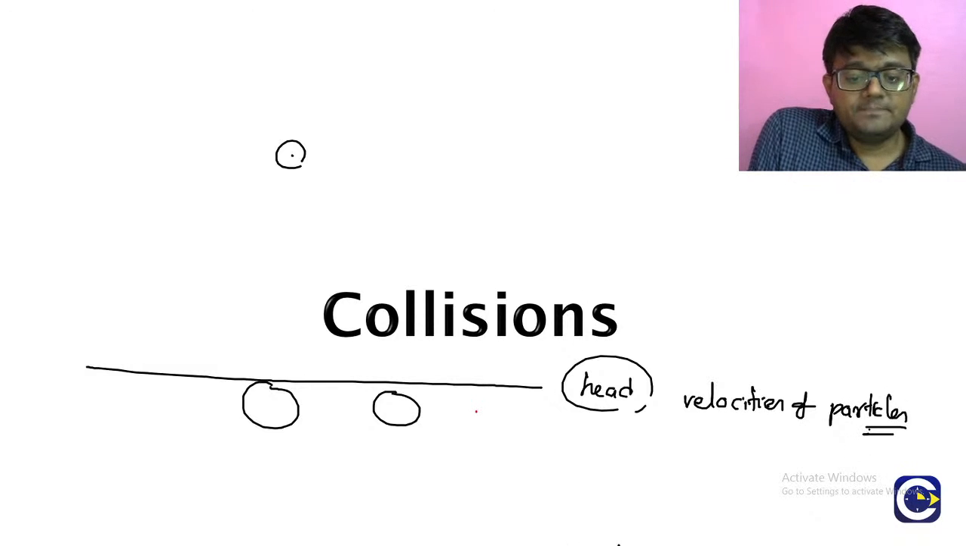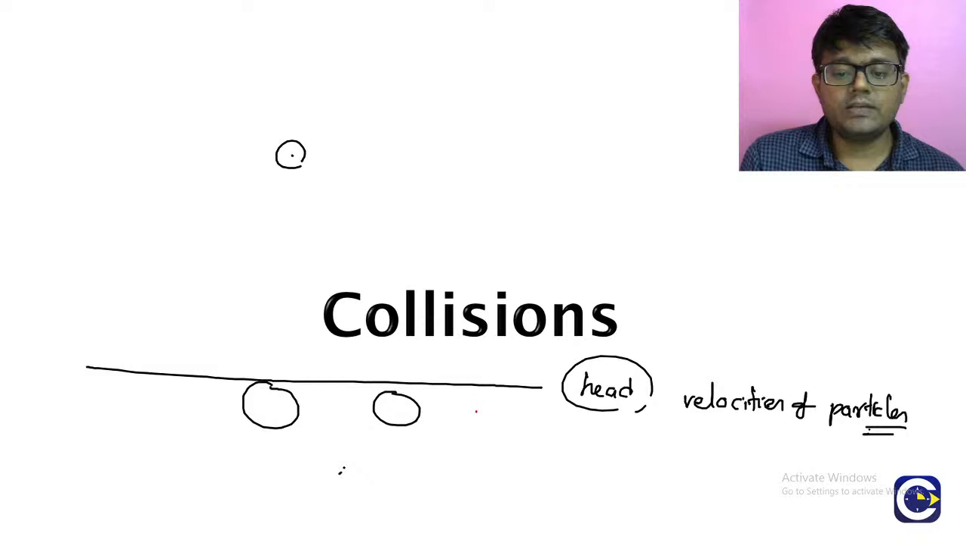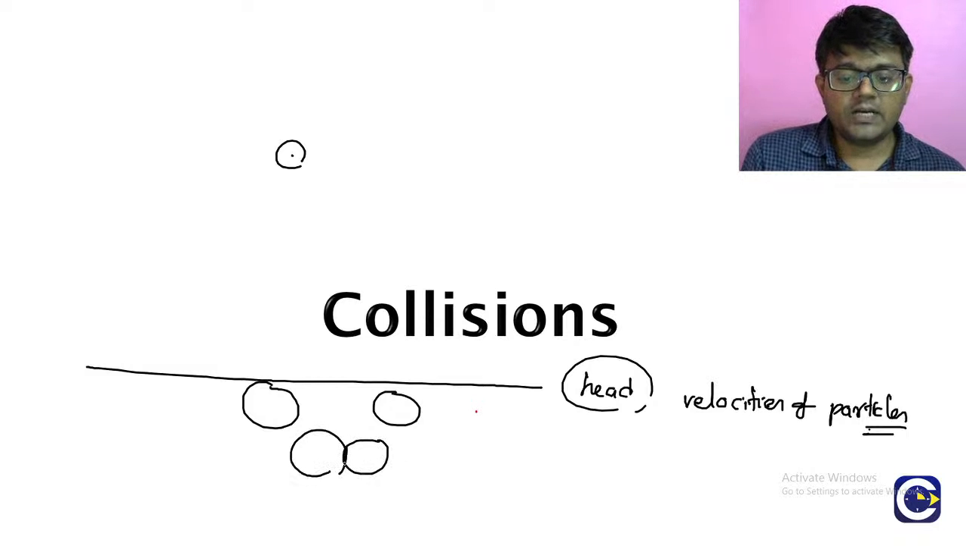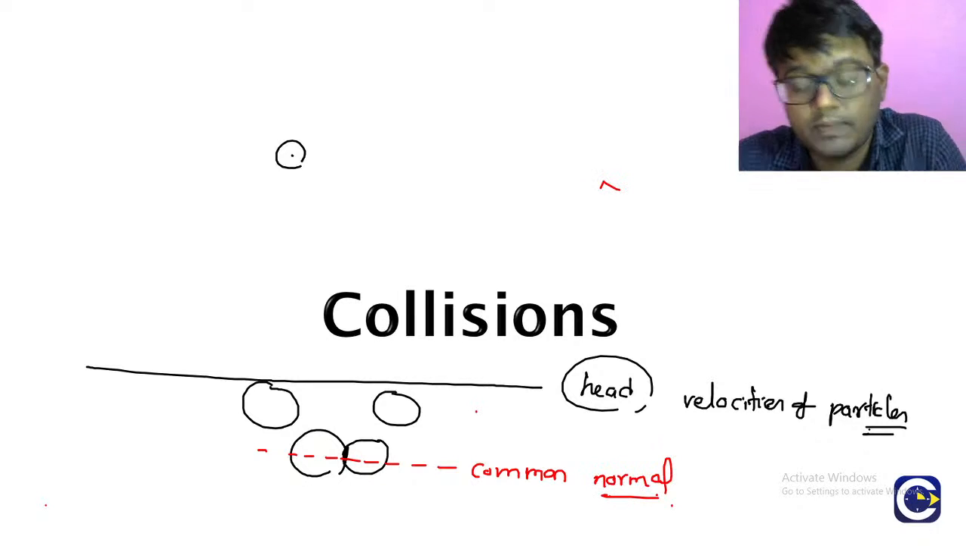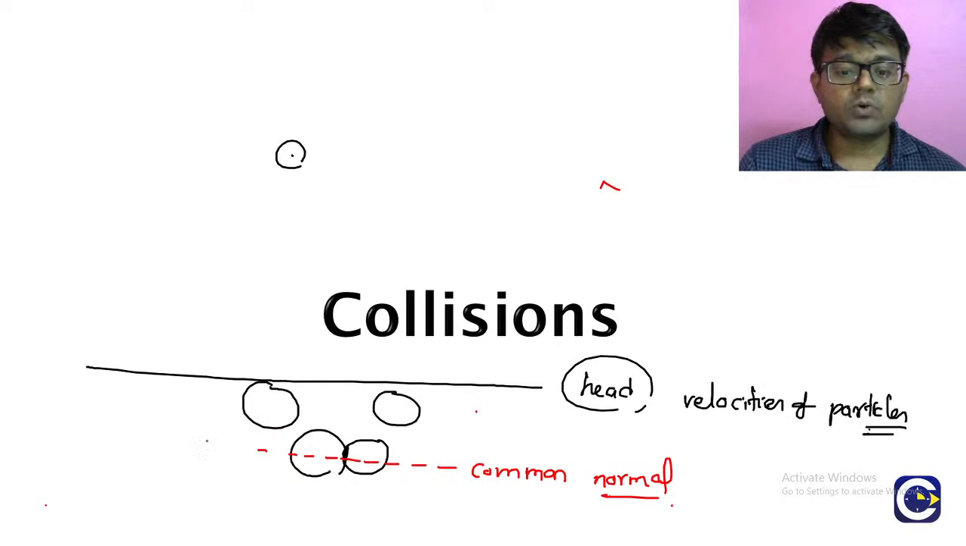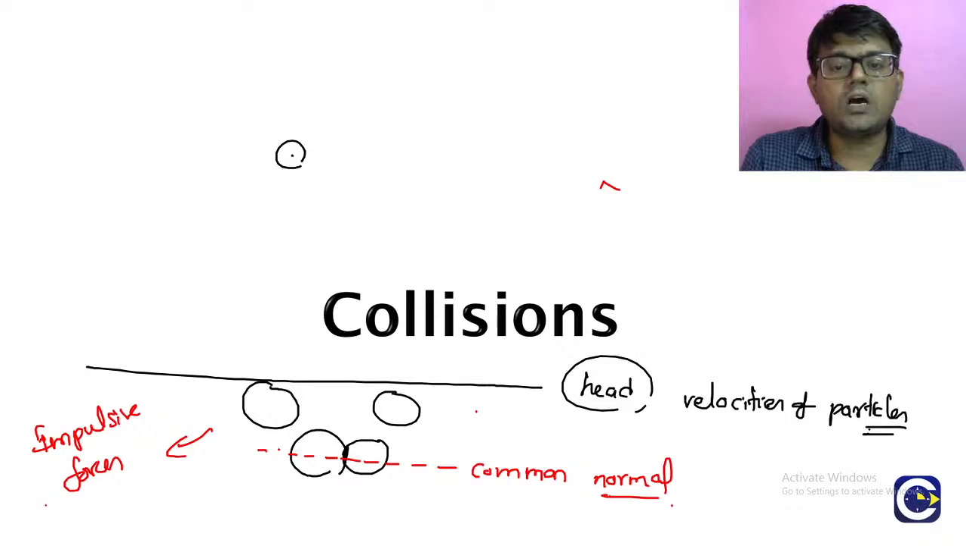Why that happens is, at the time of collision, if you look at these two objects, at their contact surface we can draw the normal to the contact surface. The normal that you draw to the contact surface is also called the common normal. The impulsive forces of the collision will be acting along that common normal.